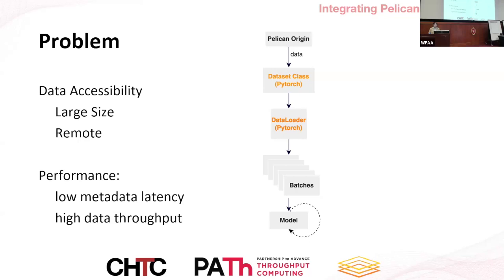Although your disk may be big enough, you don't want to wait for downloading a big dataset. It may take hours or days. At this time, your GPU will be idle. We don't want to see this kind of waste happen. And also, how can we keep low latency and high data throughput at the same time?